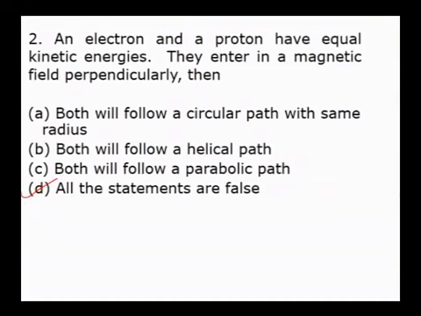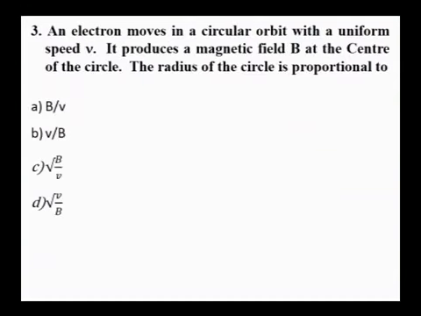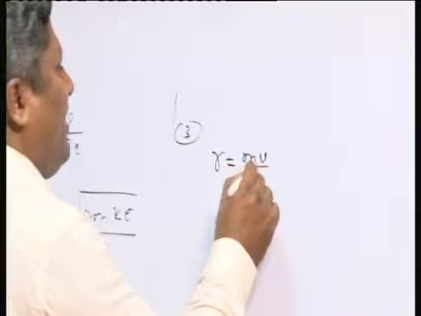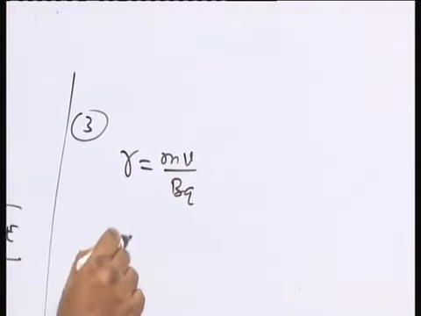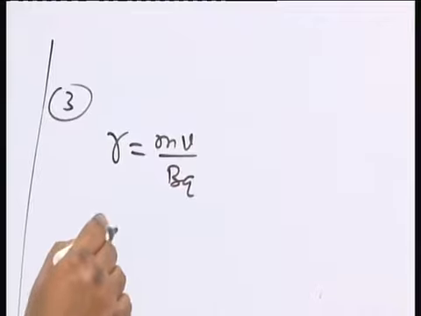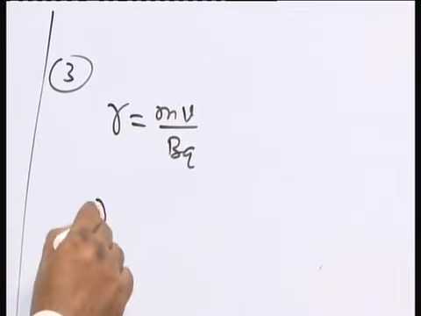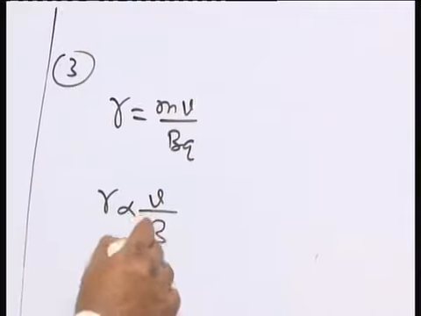Now we will move to the next question, question number 3. In the question it is given that a charged particle is moving along a uniform circular path with a speed v, and it produces a magnetic field at the center. The radius of the circle is proportional to what? Many students by mistake will use this equation, R equals mv divided by bq. If they want to find the radius, they will say m and q are constant, so R is proportional to 1 by B.